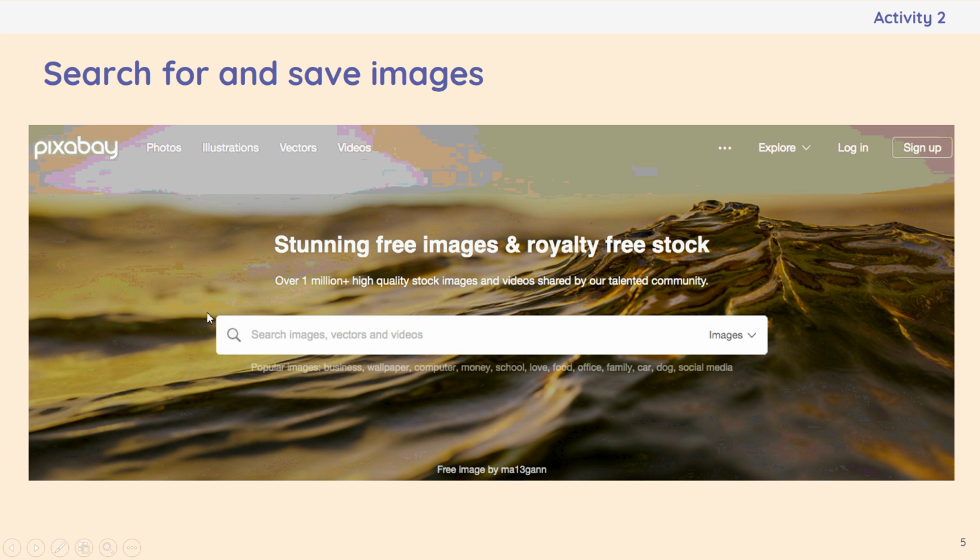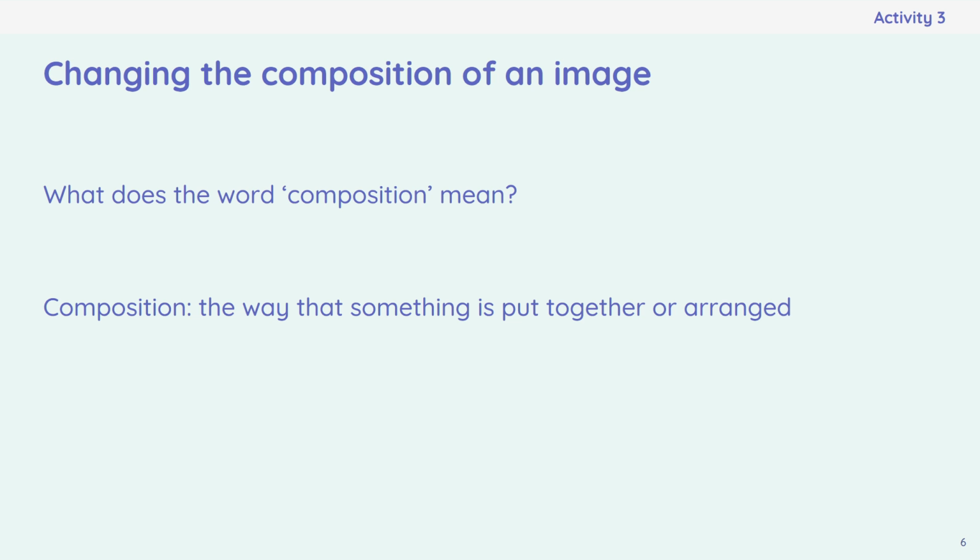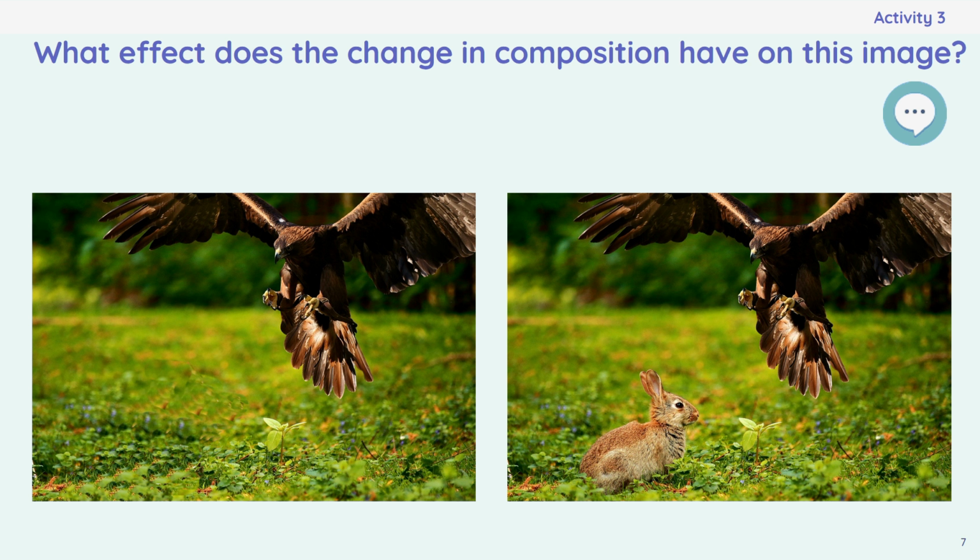So we've looked at how to search for and save an image. You might use a different one, you might use the same one. So we're going to change that image now. And the word composition, as I've already mentioned, is about the way something is put together or arranged. So we're going to change the way that image is put together today.